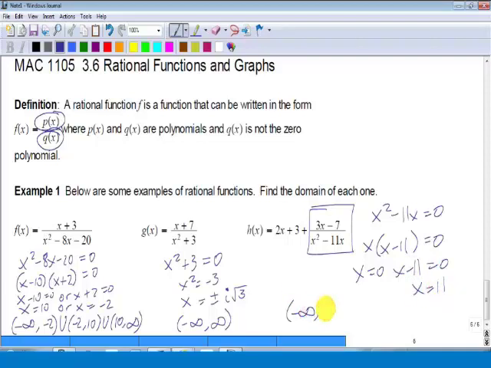So it's everything that's less than 0. These are bad values. 0 is bad, 11 is bad. Everything else is good. So those that are good are everything to the left of 0, everything between 0 and 11, and everything between 11 and positive infinity. Those are the good values of x.